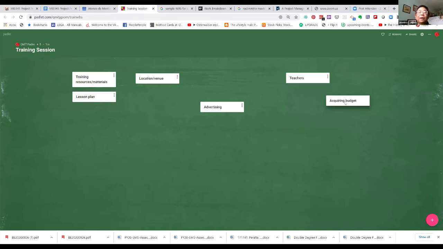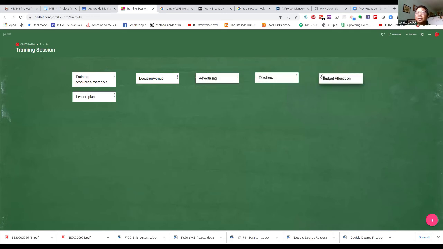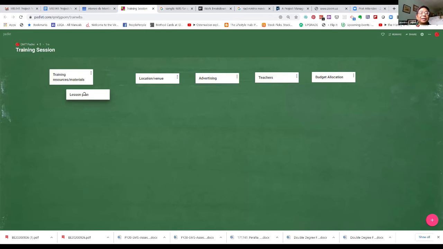So I will still accept acquiring budget, but instead of saying acquiring budget, I will just say budget allocation. It's the same. Whoever wrote it down, it's still the same. Okay? It's still the same, but in this case, I just made it into a noun and item. Whoever put lesson plan here, you're correct. That's training materials resources. So that's the second level of your WBS, because the lesson plan is part of the training resources. So what you have at this level already, guys, very rightly, are your level 1.